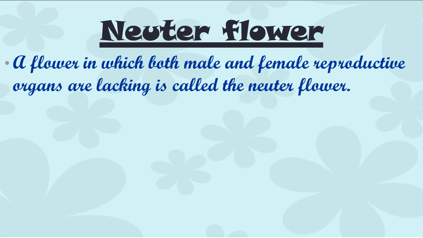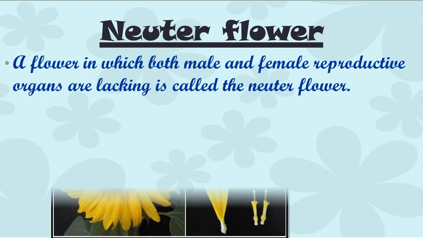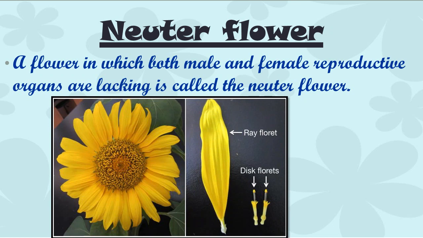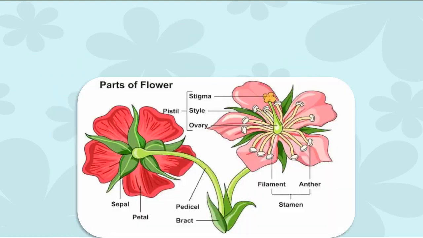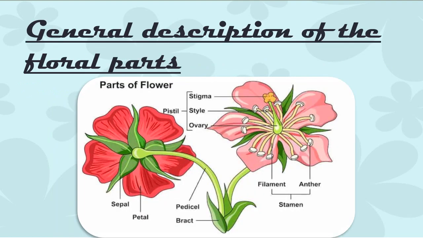So this is called a neuter flower, and an example is the ray florets of a sunflower. This is the best example of a neuter flower, in which the florets are pistillate but sterile. Now, next let's study the general description of the floral parts.